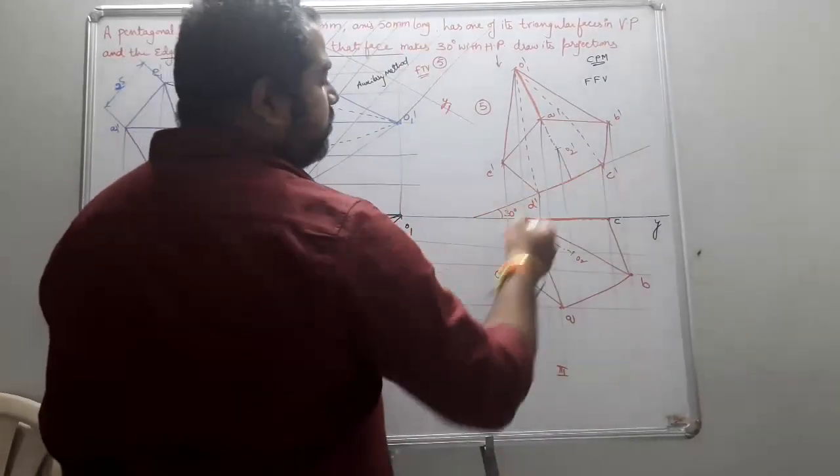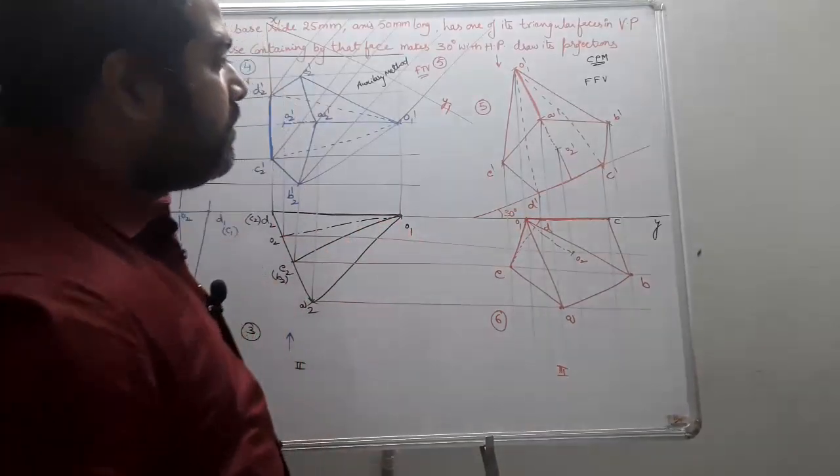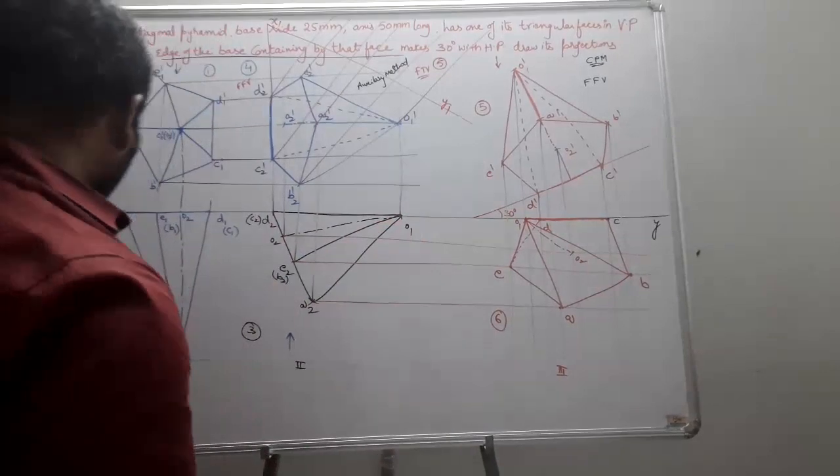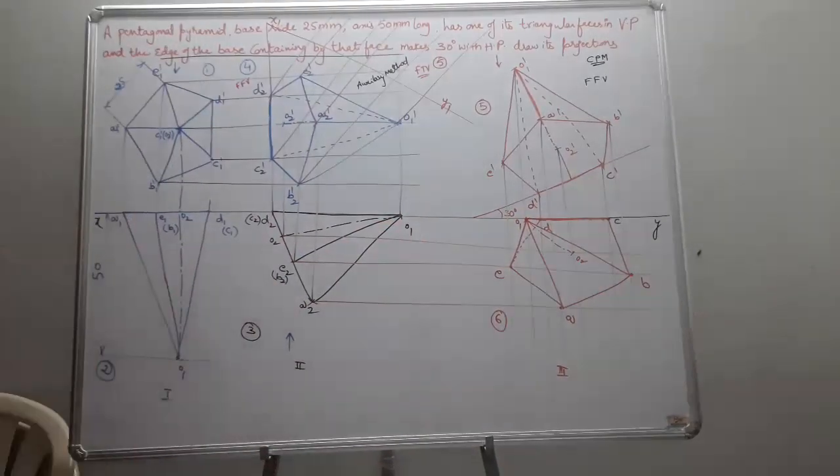And DC is going to be the, and D is going to be not visible when I am seeing from the top.